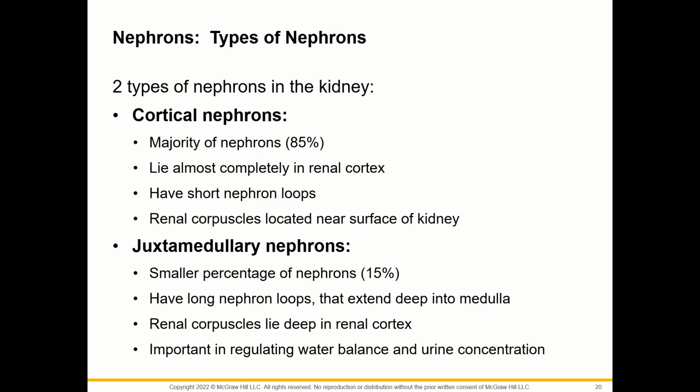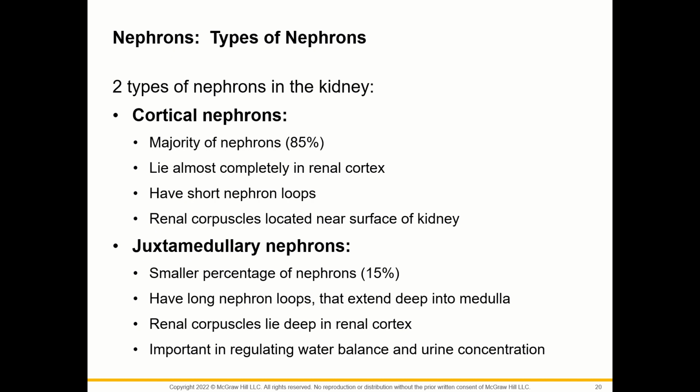All right, here we are at the two types of nephrons in the kidneys. There's cortical nephrons and juxtamedullary nephrons. The cortical nephrons make up the majority of nephrons. 85% of nephrons are cortical nephrons. They lie almost completely in the renal cortex. They have short nephron loops, and their renal corpuscles are located near the surface of the kidney.